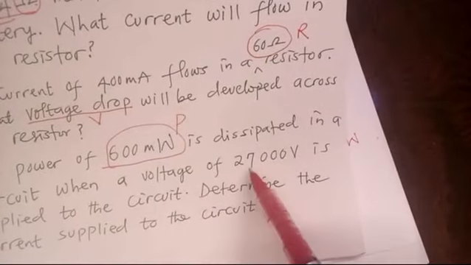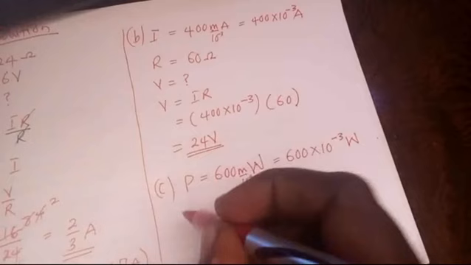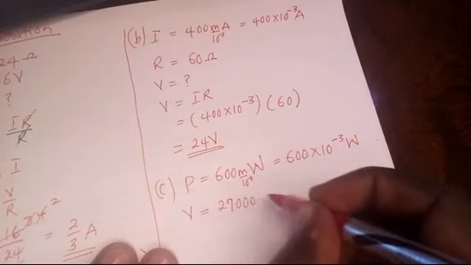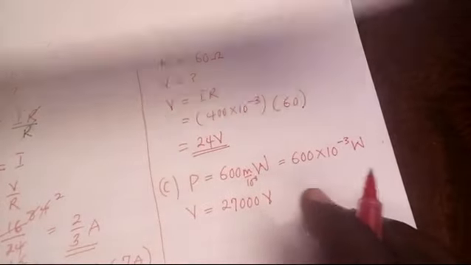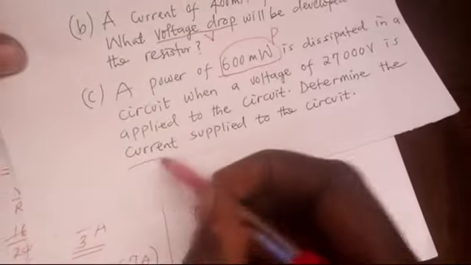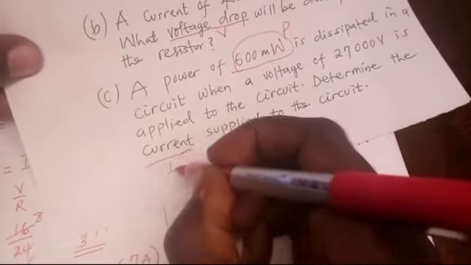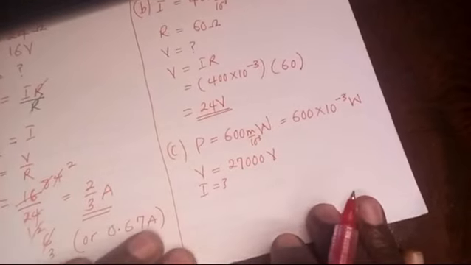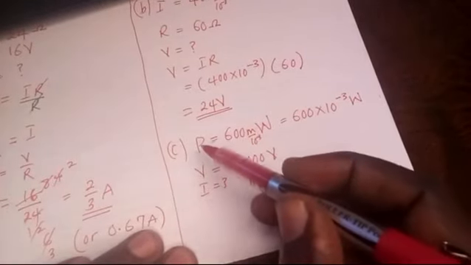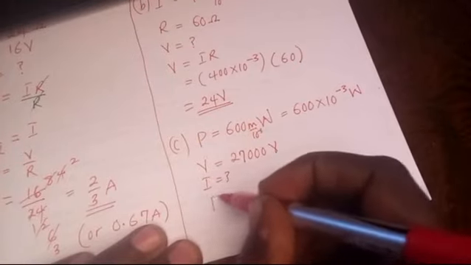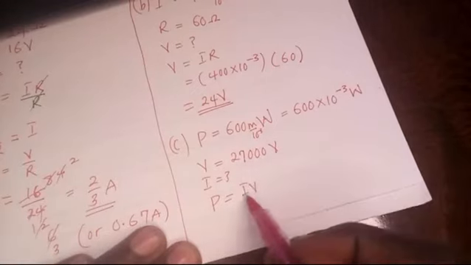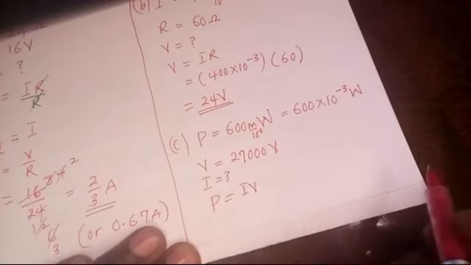Now, moving on, we are given the voltage as 27,000 volts. So voltage V is equal to 27,000 in volt, and our target variable, they say determine current. Current is denoted by I, so our I is the target variable. Then you ask yourself, what is the relationship between I, V, and P? P, electrical power, is given as IV. If you multiply current by voltage, it will give you electrical power.